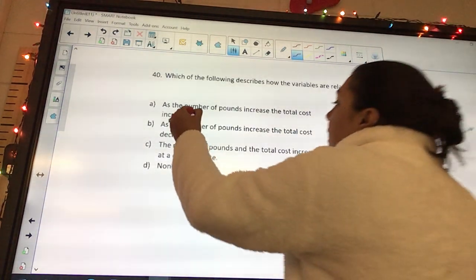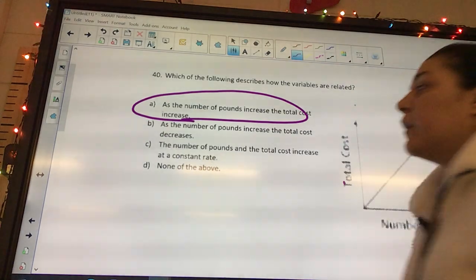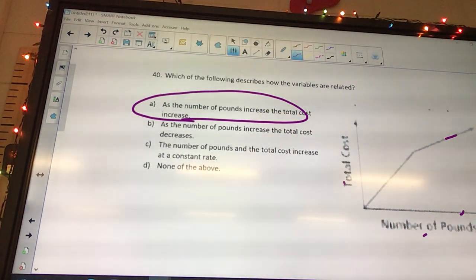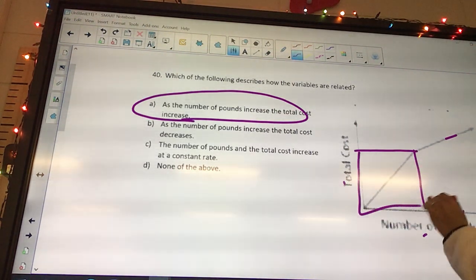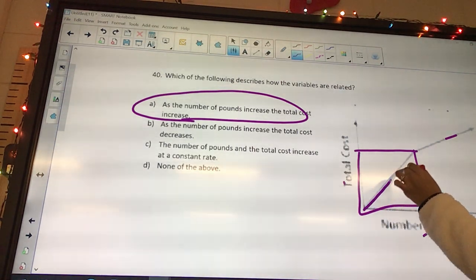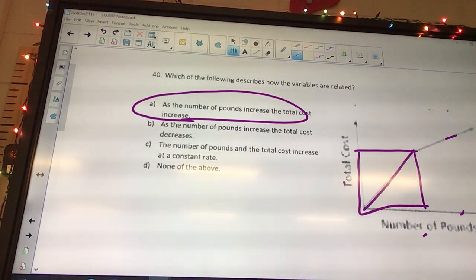A. What's this mean at a constant rate? If you look at C, it says the number of pounds, total cost increase at a constant rate. It's at the same rate. So if you look at just this part, it's a constant rate. See how the line, there's no crookedness, it's just totally straight. That's a constant rate. Right.